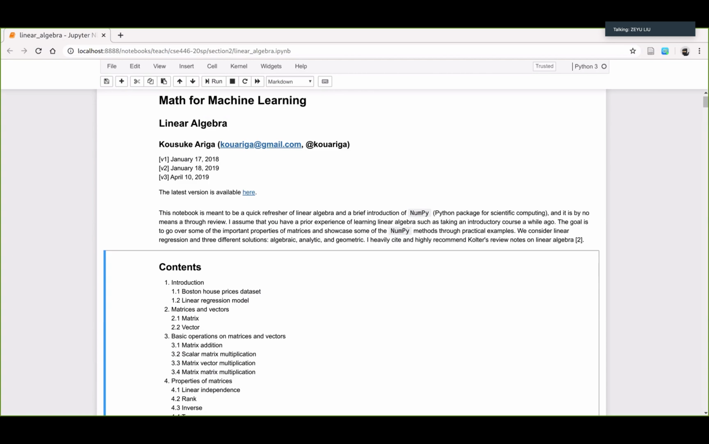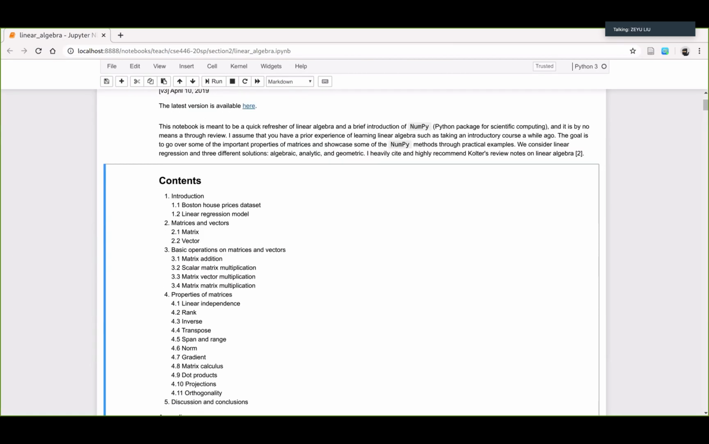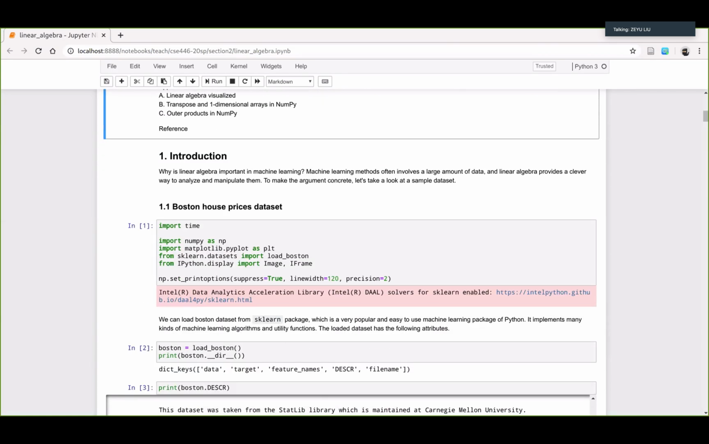Okay, let's go through the linear algebra. So the linear algebra parts would most likely be NumPy, because as I mentioned before, it is a very powerful math library, especially for linear algebra in Python. So let's get started.